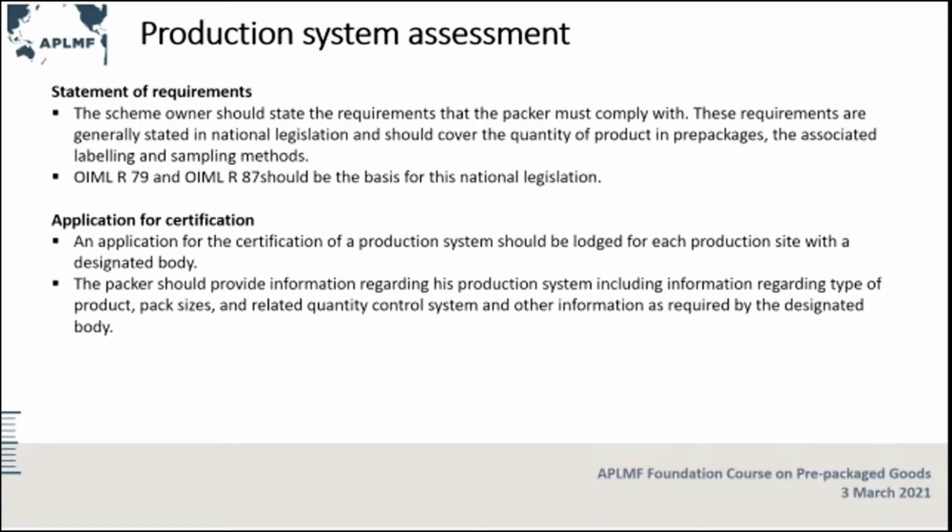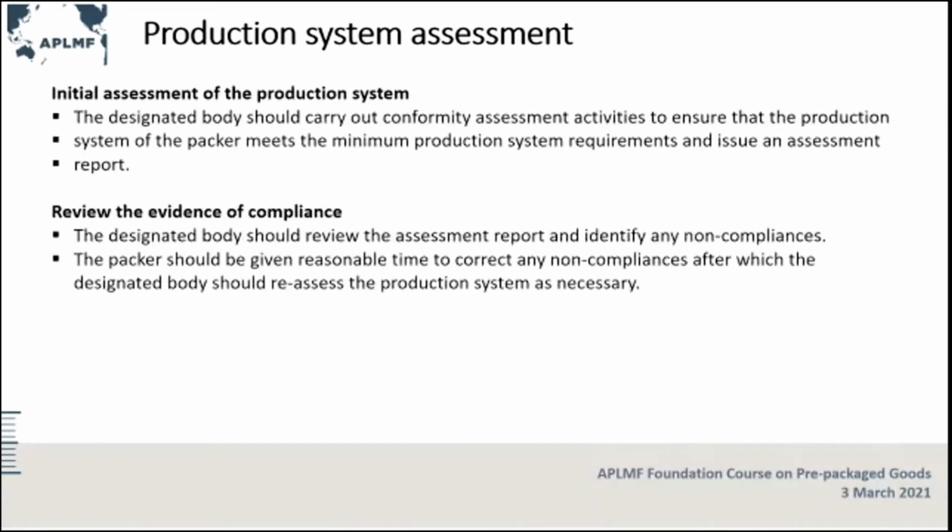So this is the application for the certification under the production system assessment that will be done by the government or the designated body itself. And then the initial assessment of the production system: the designated body should carry out conformity assessment activity to ensure that the production system of the packers meets the minimum production system requirement, and issue an assessment report. So it means that the designated body has to make sure that everything at the packers has met the minimum production system requirement. And then the designated body should review the assessment report and identify if there is any non-compliance.